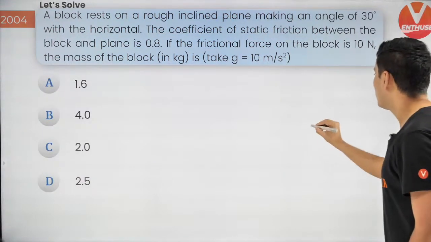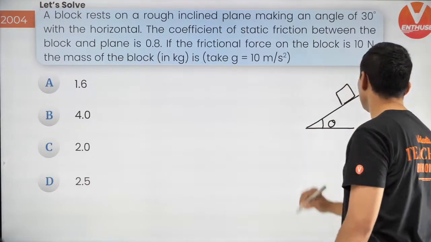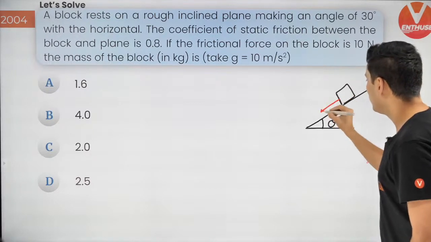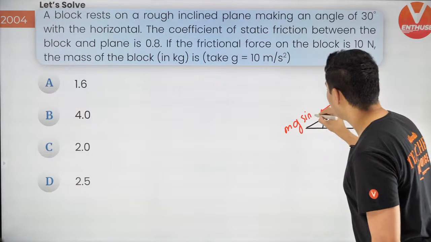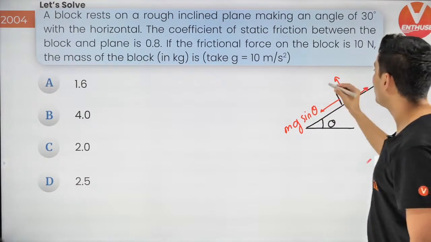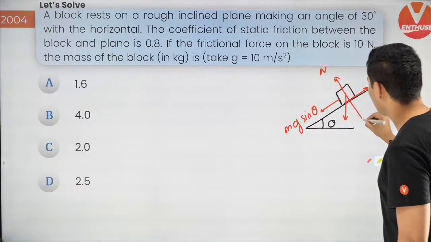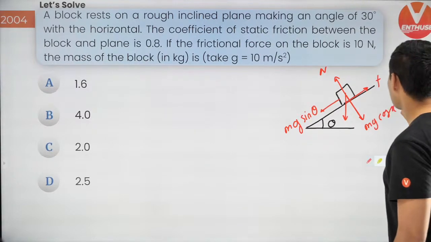Come on. So there is a block on an incline. All right, that is theta. Now think about the forces acting on it. One will be the downward force, which is mg sin theta. Another one will be friction. Another one will be normal, and that will be mg cos theta.